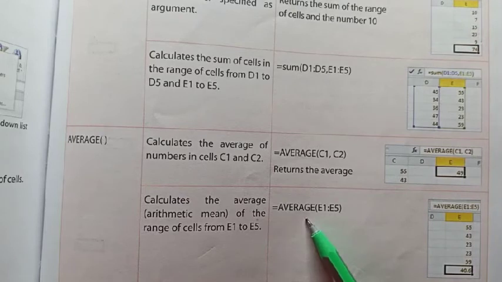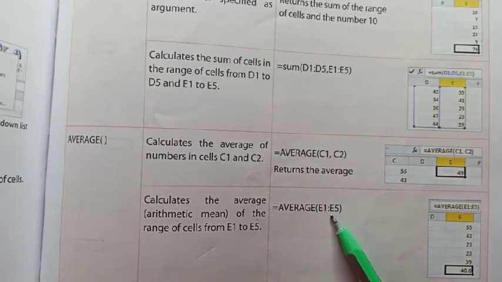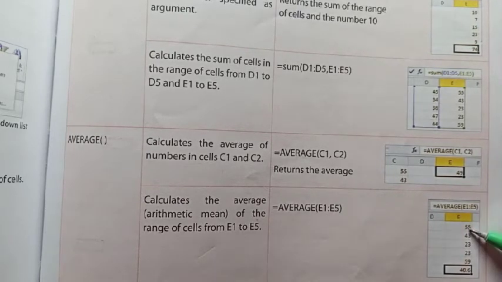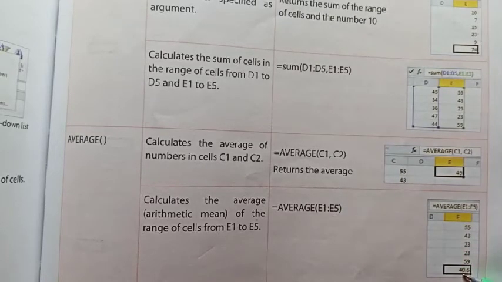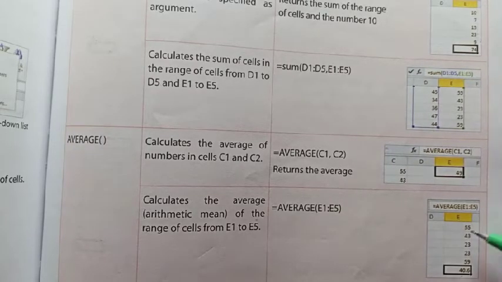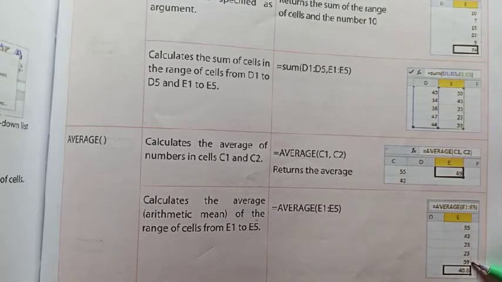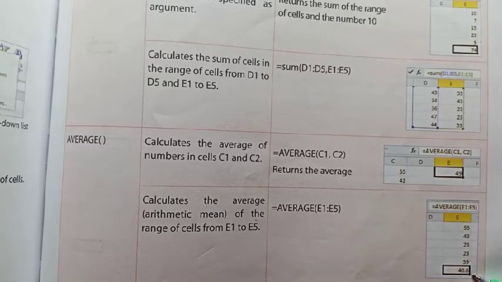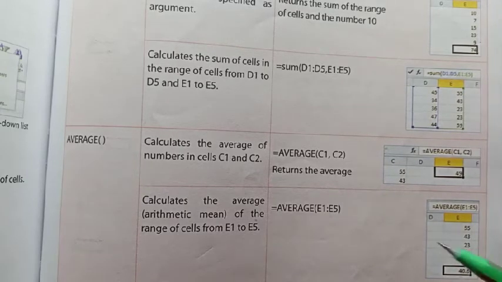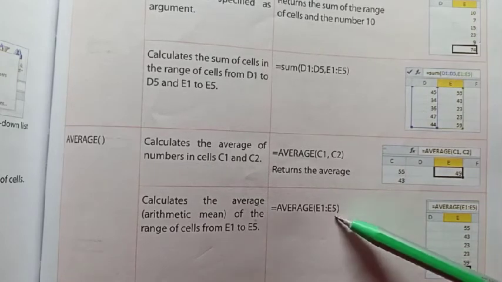Next we have given AVERAGE(E1:E5). This is E1, this is E5, and this formula is written in this cell, so therefore the answer is displayed in this cell. From here to here all the values are added, and then that is divided by 5 and you get the average. This way the average will be shown in the cell where you have written the formula for the average.